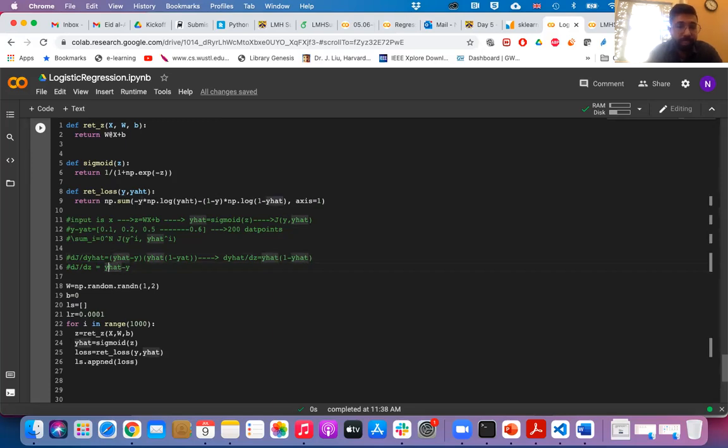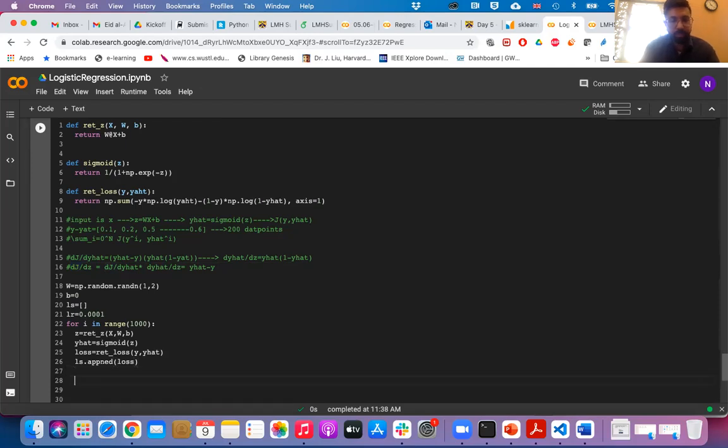Okay, so dJ by dz would be dJ by dy hat times dy hat divided by dz, and you can see that the product of these two is this. Okay, is everyone with me? Everyone understands how I calculate the derivative of J with respect to z? Okay, perfect. So let's just code it.